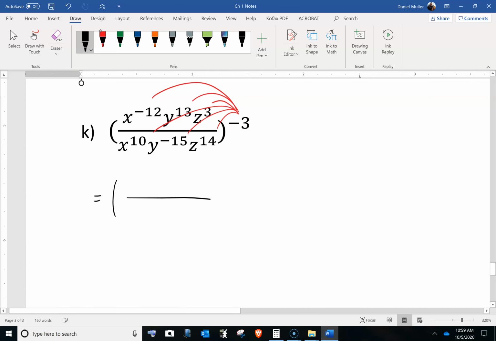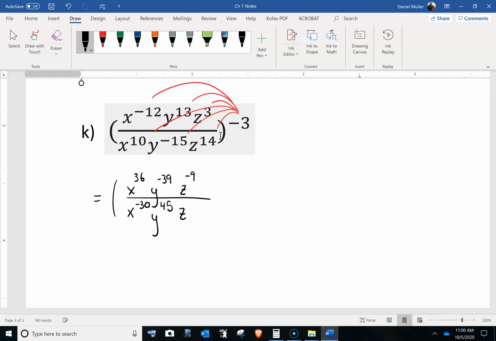So I've got negative 12 times negative 3 is a positive 36. And on the bottom, I've got a negative 30. And I've got some y's here. 13 times negative 3 is a negative 39. And negative 15 times 3 is going to be a positive 45. And lastly here, 3 times negative 3 is negative 9. And then I've got my 14s, which is times 3, which would be negative 42. And there's no exponent anymore, so I don't need any brackets around anything.